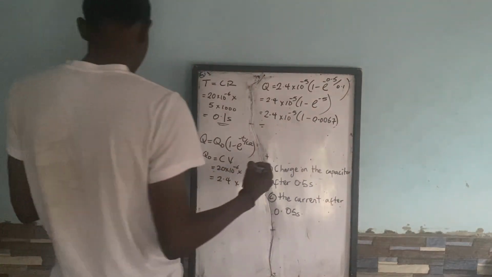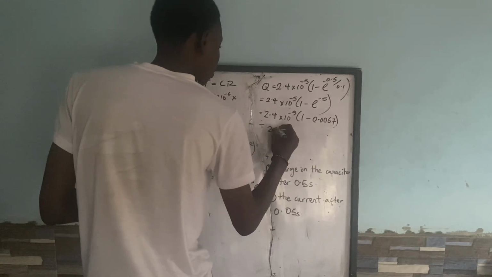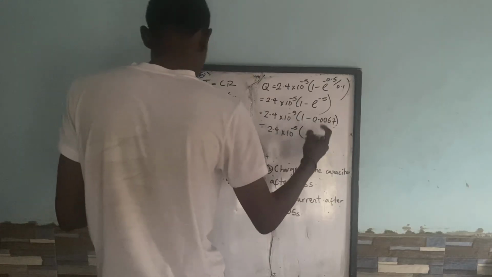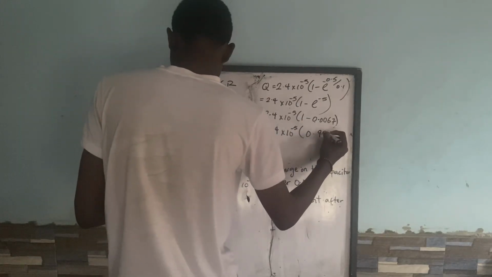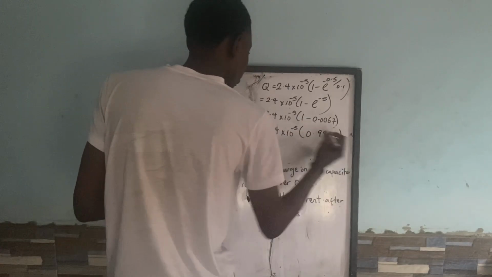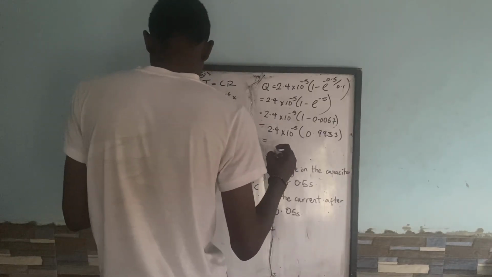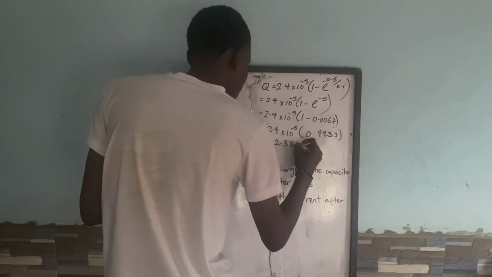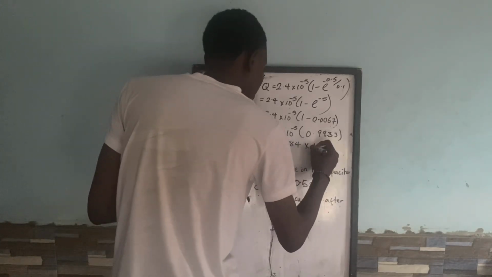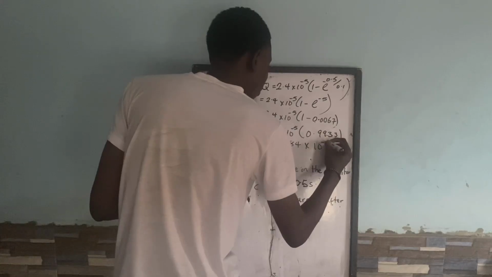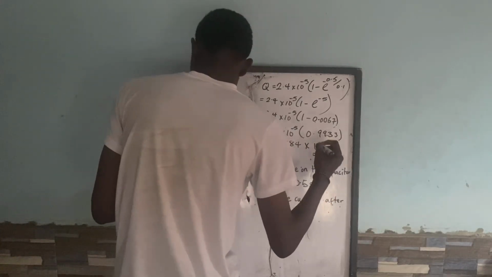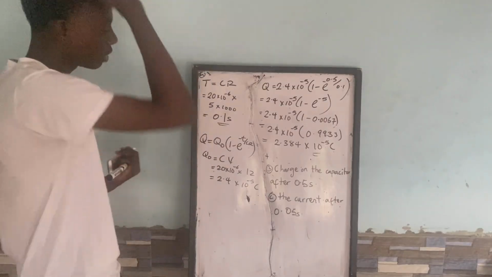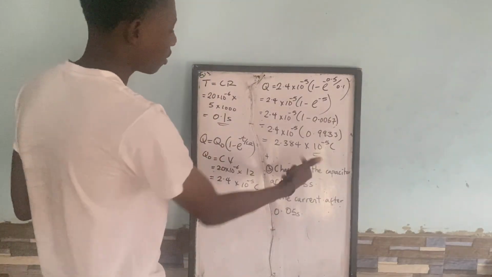And exponential minus 5 will give us 0.0067. So from here we would have 2.4 times 10 raised to power minus 5 into bracket 1 minus this, which would give us 0.9933. We multiply this together, we have our final answer as 2.384 times 10 raised to power minus 5 coulomb. And that's our answer for the amount of charge on the capacitor after 0.5 seconds.